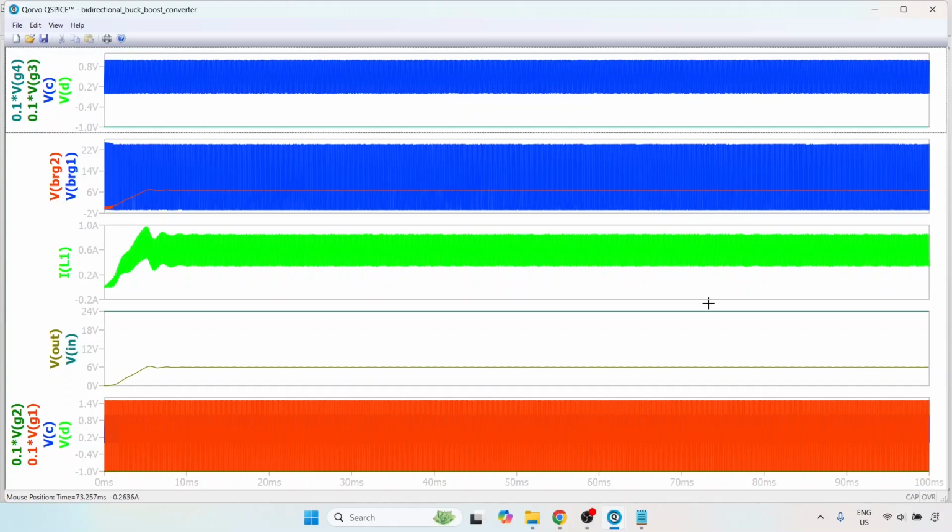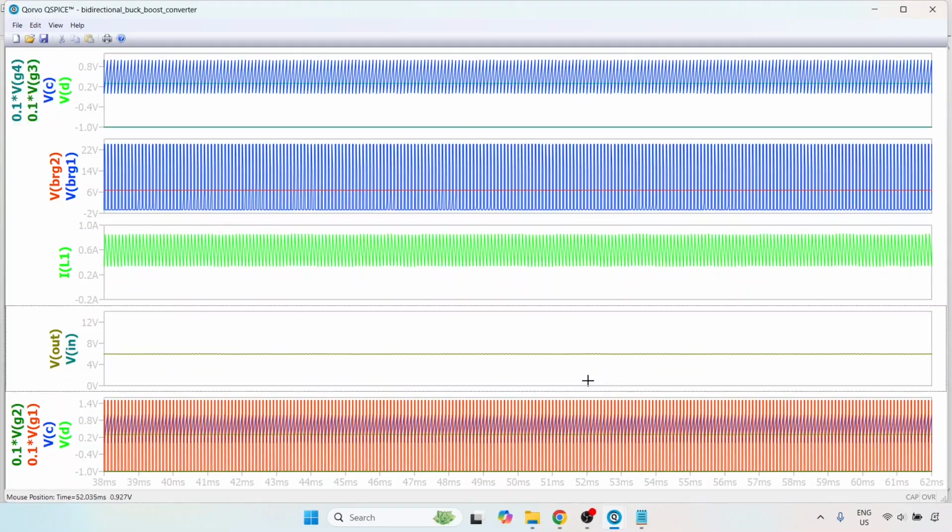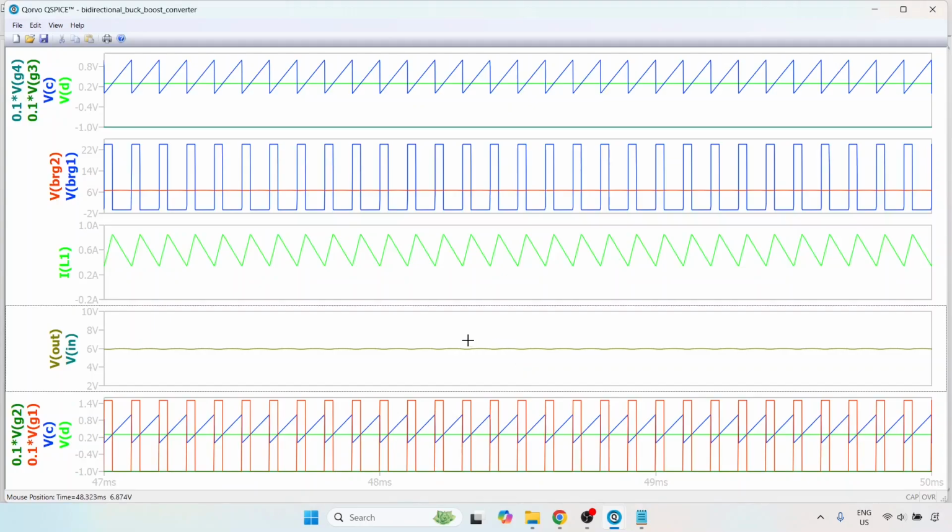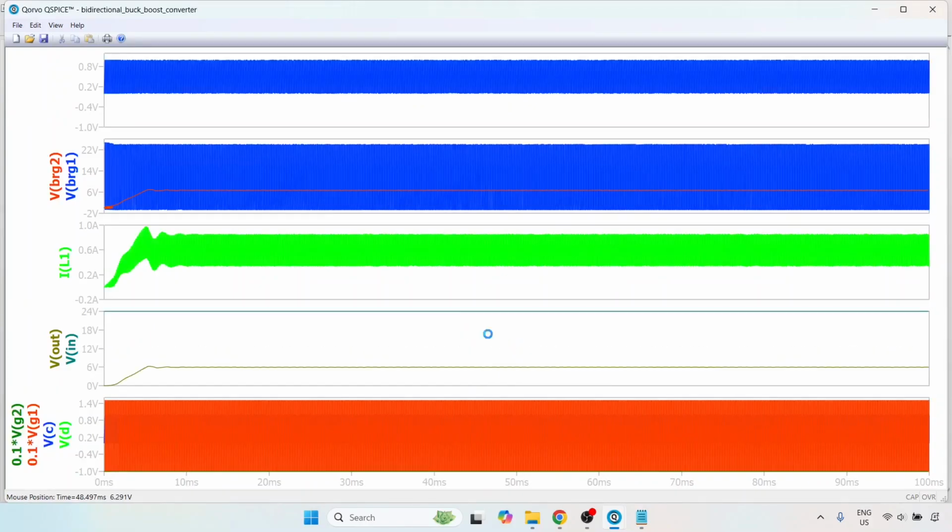So in the previous lecture we had written the control code for the operation of this bidirectional buck boost converter. In this lecture let us analyze the result. So this particular result corresponds to a forward buck operation. For instance, if you come over here and have a look, the output voltage is much lower than the input voltage. So clearly we have a buck operation.